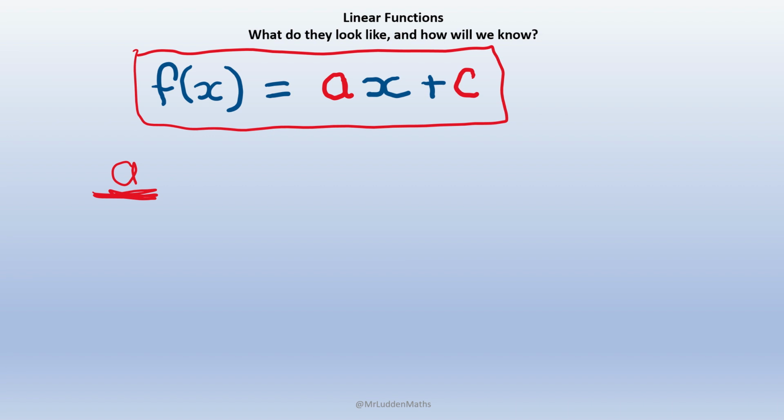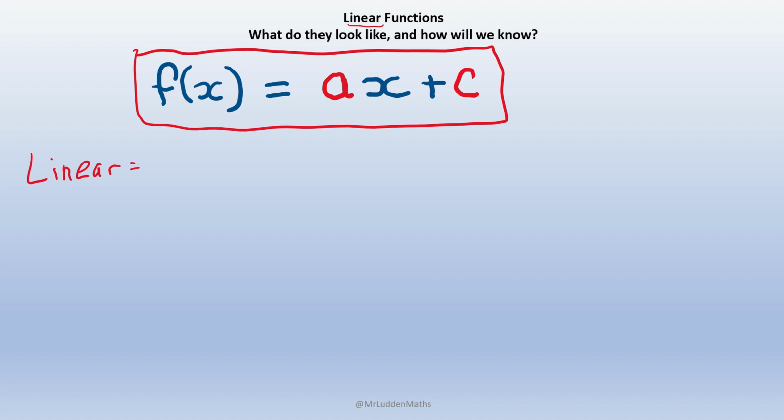First of all, we know that this is going to be linear. We know this is going to be linear because the highest power of x is just x, or x to the power of 1. We never write the 1 though. So it's written like something x plus something, where the thing before the x and the thing at the end, the a and the c, are numbers.